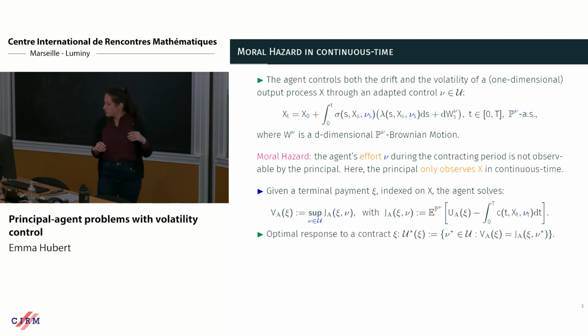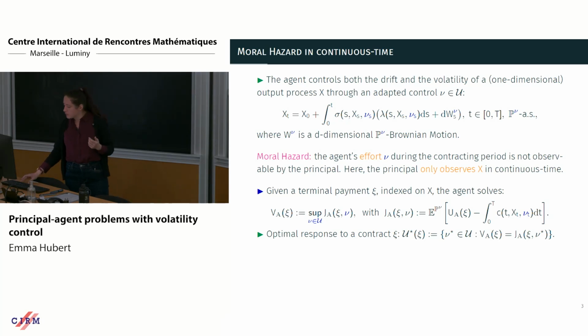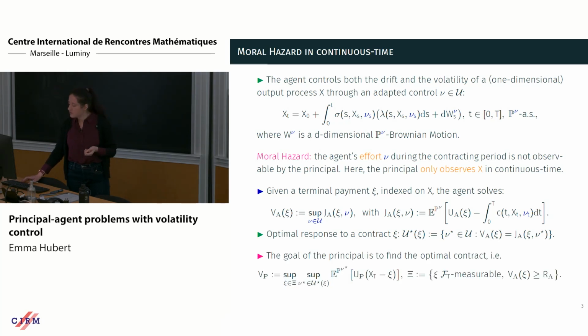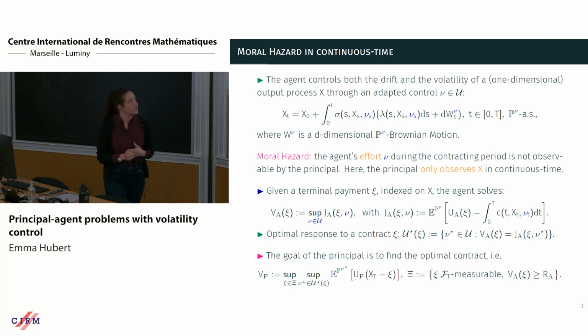Okay, just to formalize things a little bit, the agent is going to try to solve some kind of expected utility maximization problem. He receives this payment psi and has some cost of effort to pay. The goal is to find an effort that maximizes this expected utility. Then the goal of the principal is to find the optimal contract, anticipating the best response of the agent to that contract.